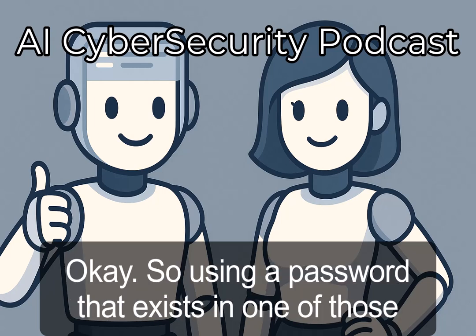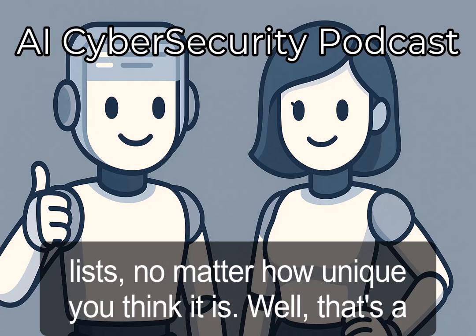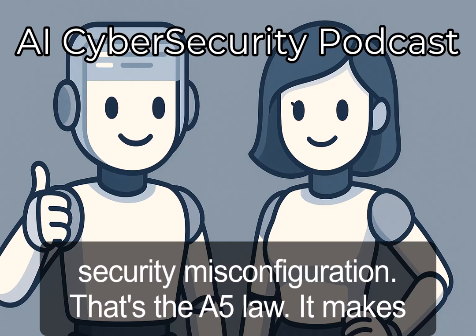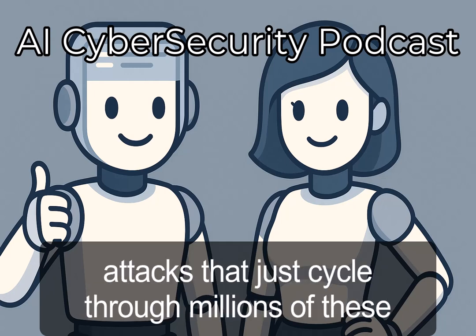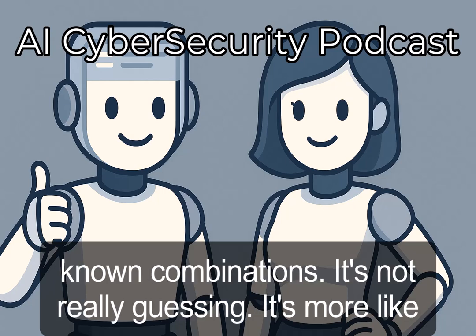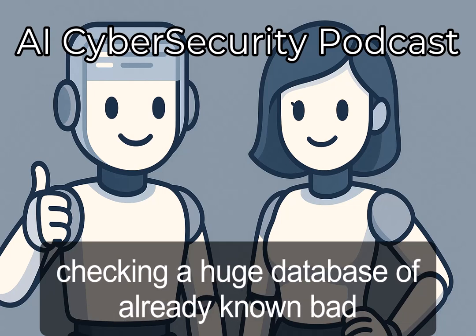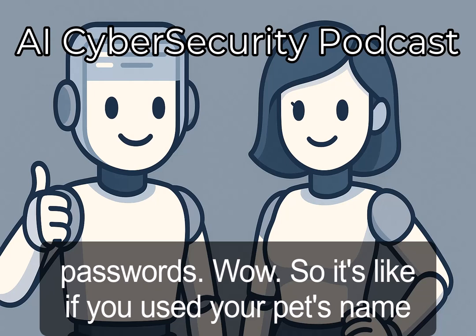Okay. So using a password that exists in one of those lists, no matter how unique you think it is, that's a security misconfiguration. That's the A5 flaw. It makes your system instantly vulnerable to automated attacks that just cycle through millions of these known combinations. It's not really guessing. It's more like checking a huge database of already known bad passwords.